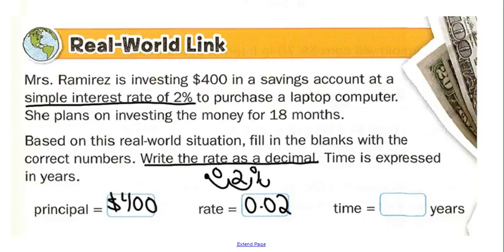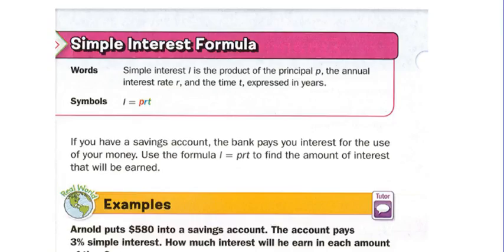And then the time is the number of years. Well, that's 18 months. How long is 18 months in years? If we have 18 months, that's 12 months plus 6 months. 12 months is 1 year. 6 months is half a year. So it's 1.5 years. So that's the simple interest formula like we just went through on that previous page.